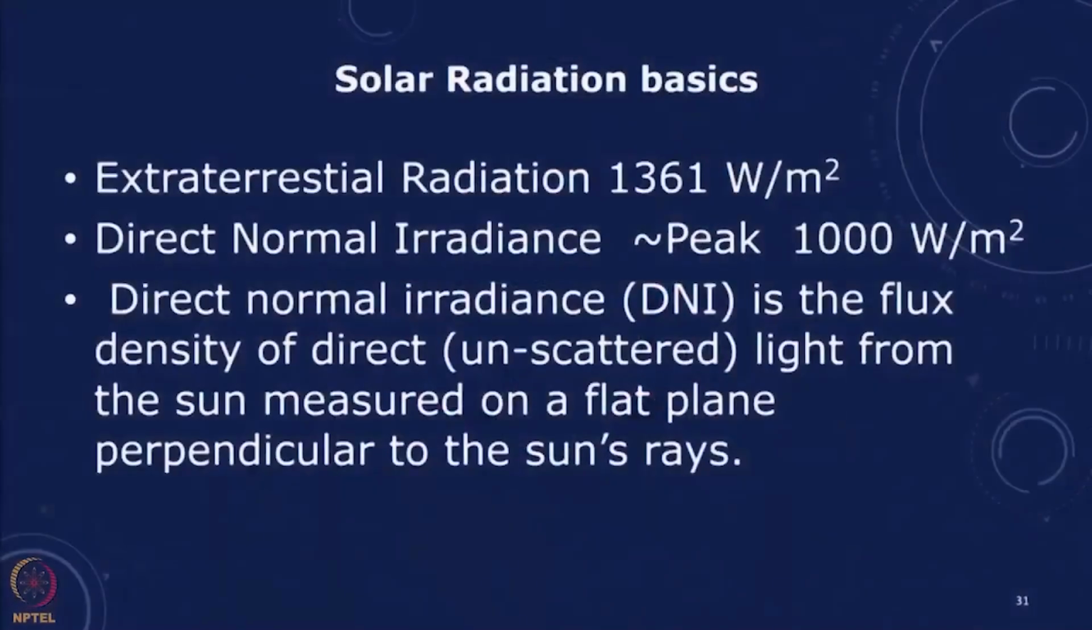So, DNI is the flux density of the direct unscattered light from the sun measured on a flat plane perpendicular to the sun's rays. So this DNI is perpendicular to the sun's rays, so that you have the normal irradiance, and this flux varies over the day as the sun rises, there is a peak, and then it goes down in the evening.